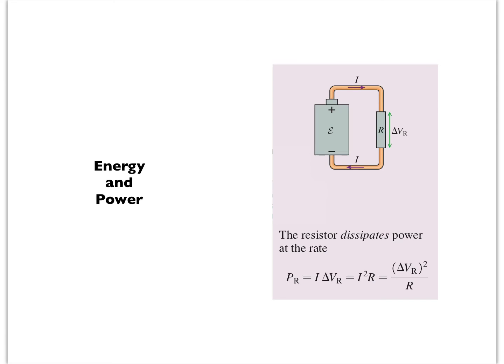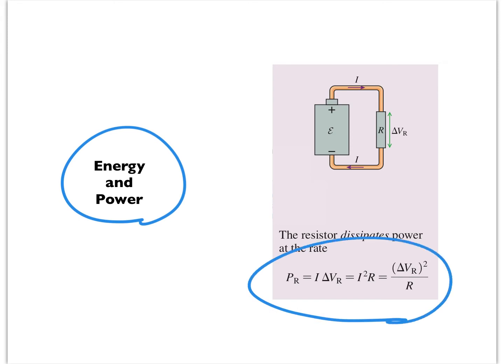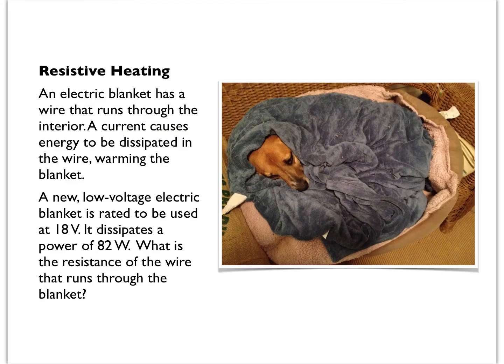Now, let's talk about energy and power, and we showed relationships for this. The power dissipated in a resistor. We have three different relationships for it, and which one you use depends upon the particular circumstance that you're considering. And let's take a look at an energy and power problem.